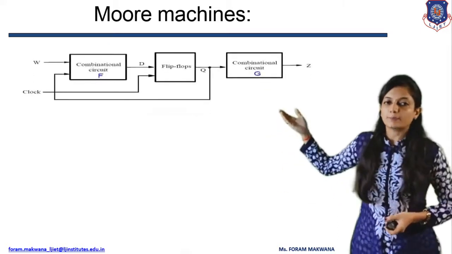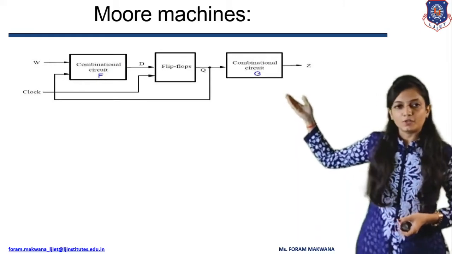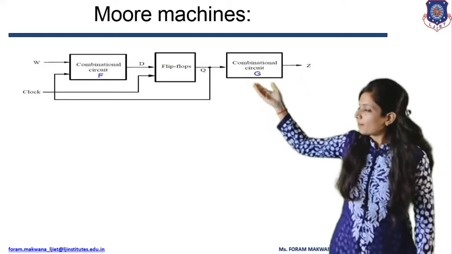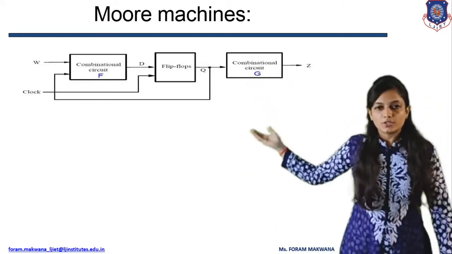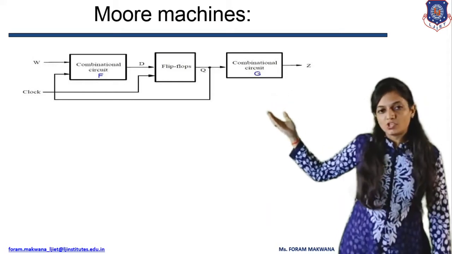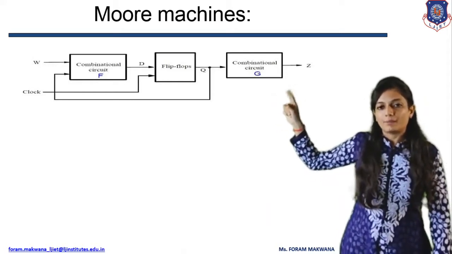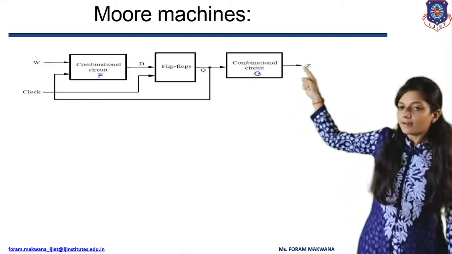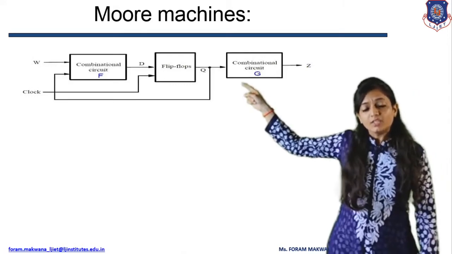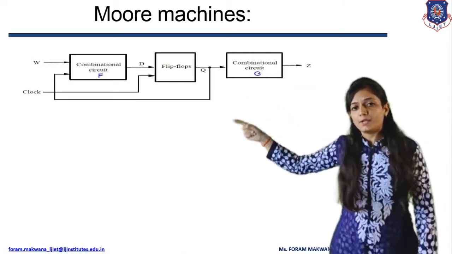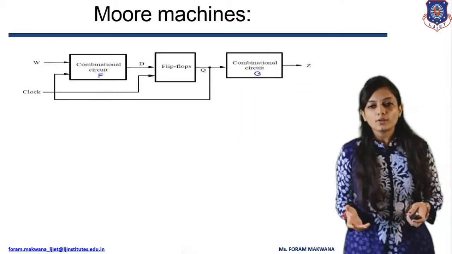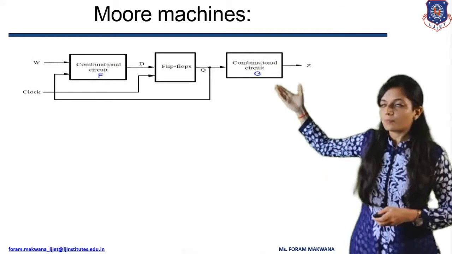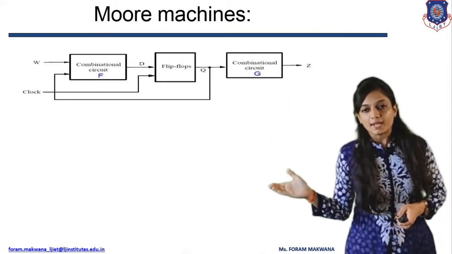Now, this is the block diagram of the Moore machine, in which this is a combinational circuit, this is a flip-flop, and this is again a combinational circuit. So this is the generalized block diagram of the Moore machine, in which there is one primary input, that is W, one primary output, that is Z, and this combinational circuit's output is going to be applied to the flip-flop. Why? Because we need to store that information into memory, and flip-flops are used over here as a memory element, right?